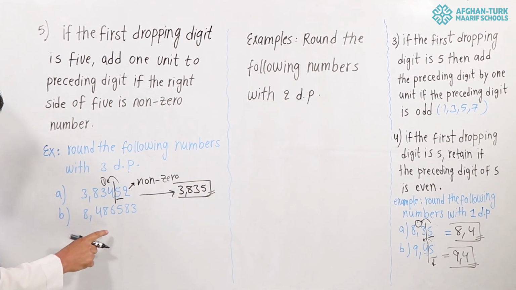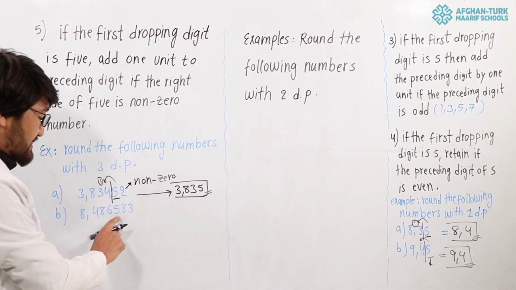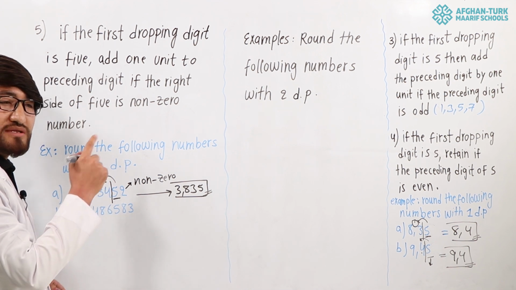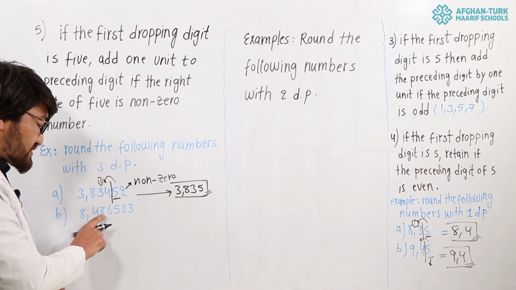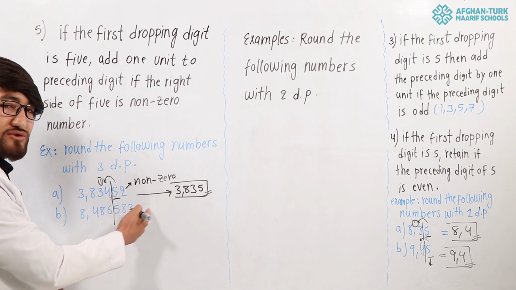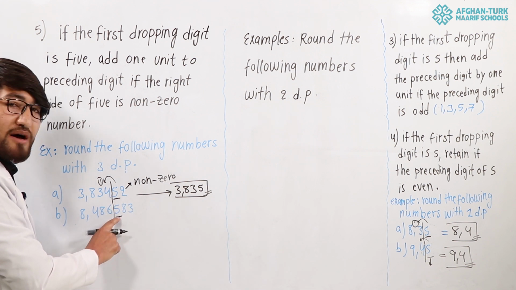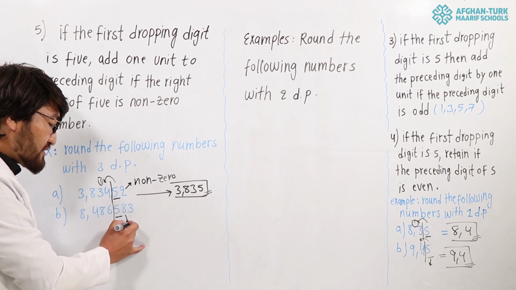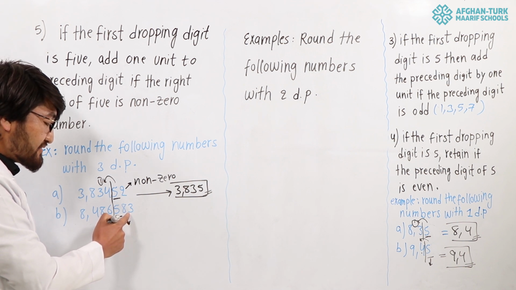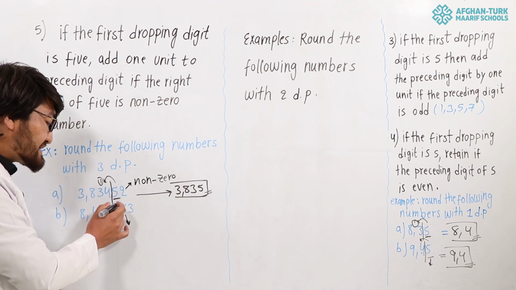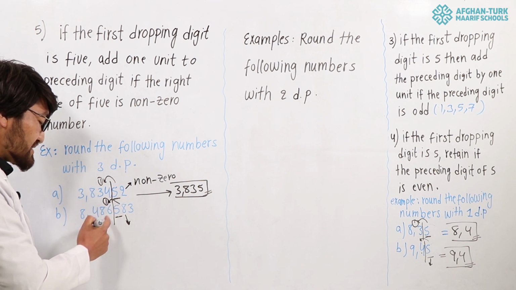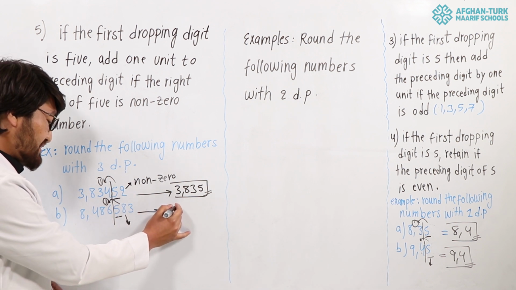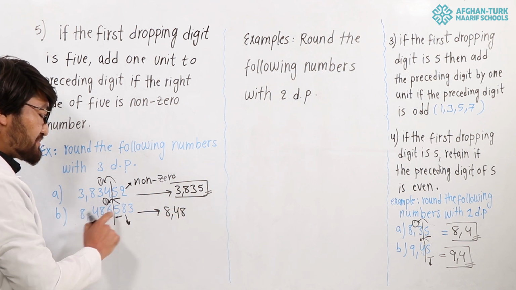Let's look at the other example. Also here we have a decimal number. The question says to remain 3 decimal places: 1, 2, 3. Okay, remove the others, drop the others. We look at the first dropping digit. The first dropping digit is 5. Okay, we look at the right side of the 5. The right side of the 5 is a non-zero number. We add 1 unit to the preceding digit. Okay, what is the answer? 8.486 becomes 7.